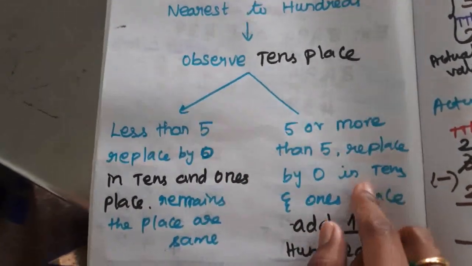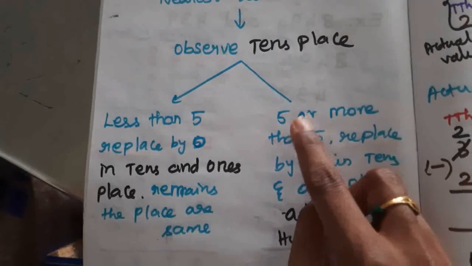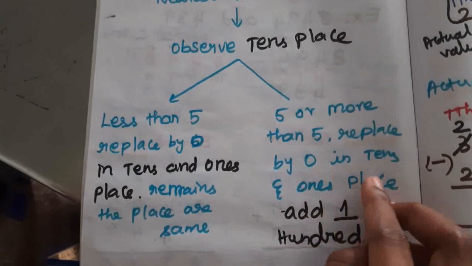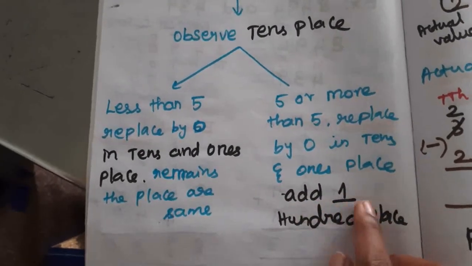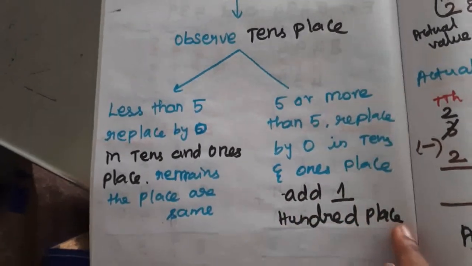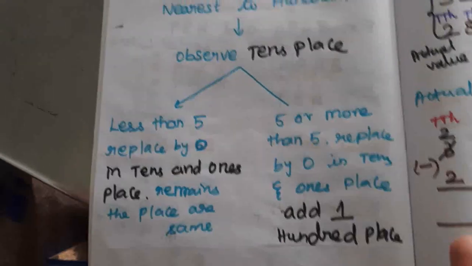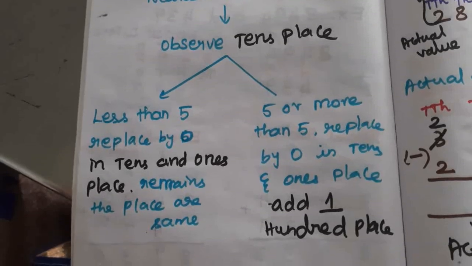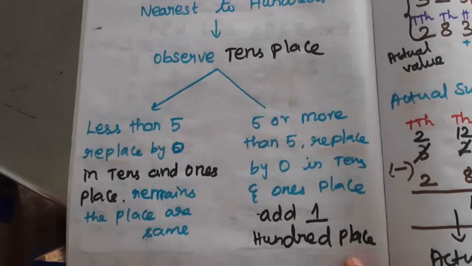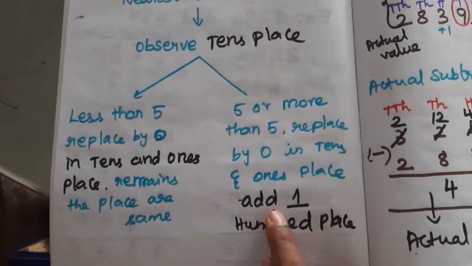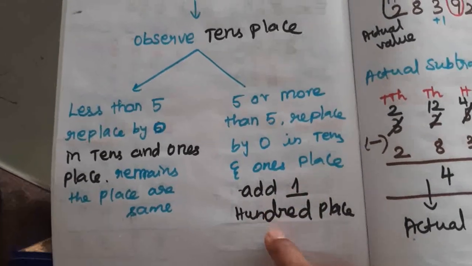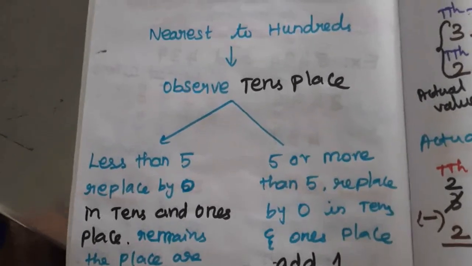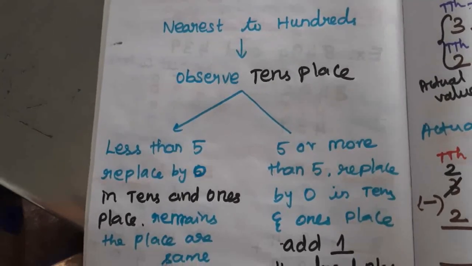Next rule is 5 or more than 5. 5 or more than 5 means replace by 0 in tens and ones place. Add 1 in the hundreds place, that is very important. In nearest to tens, which place do we add 1? Very good, that is the tens place. But nearest to 100 means, very good, we add 1 in the hundreds place. Do you have any doubts in the nearest to tens and nearest to 100?